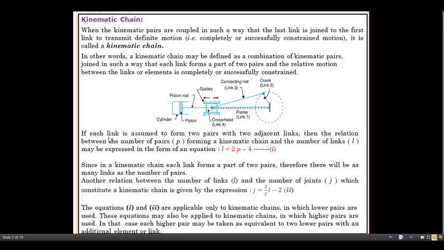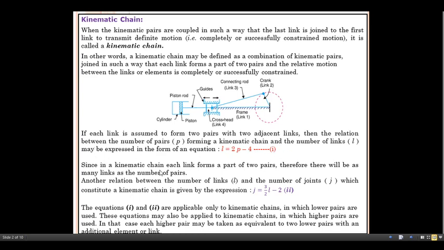Now in this case, if each link is assumed to form two pairs with the two adjacent links, then the relation between the number of pairs p forming a kinematic chain and the number of links L may be expressed in the form of an equation: L = 2p - 4, where L is the number of links and p indicates the number of pairs. So this is equation number 1.